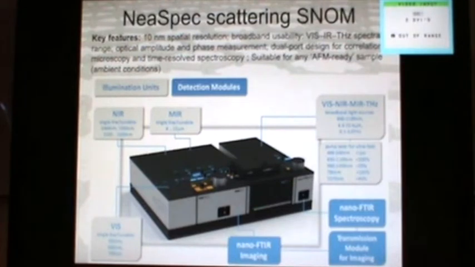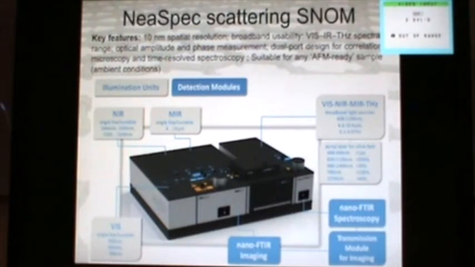Basically it's an AFM, and you have a laser. So you have two modules. One is for imaging to study surface plasmons, the amplitude and also phase. Another one is nano-FTIR. So it's kind of for Fourier transform spectroscopy, and you can still get very high spectral resolution. And also surrounding other lasers. So we have different lasers, visible, IR, or a broadband laser. You can also direct a pulse laser into the system to study the dynamics of the plasmons.